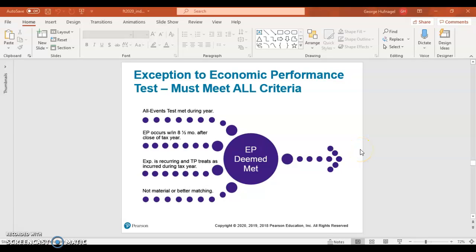The exception to economic performance test must meet all criteria. So the all events test is met during the year. The economic performance occurs within 8.5 months after close of a tax year. The expense is recurring and the taxpayer treats it as incurred during the tax year, not material or better matching. Then it is deemed to be met.